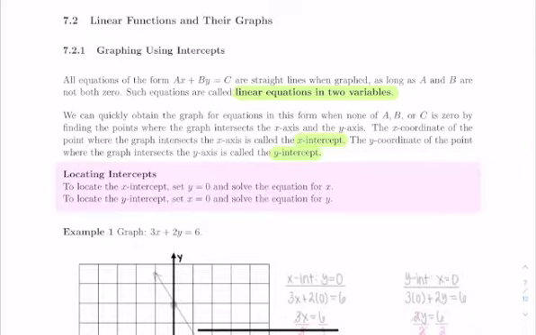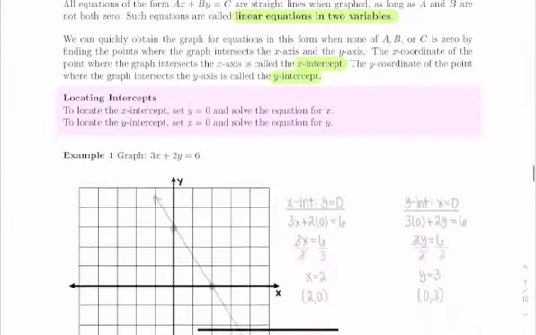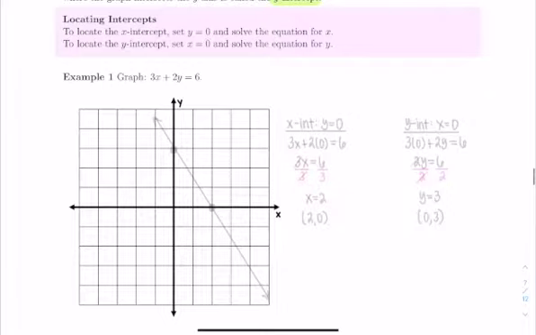To locate the x-intercept, we set y equal to 0 and solve the equation for x. And to locate the y-intercept, we set x equal to 0 and solve the equation for y. So you're letting the opposite variable be 0 and solving for the variable you're looking for. So for x, we let y be 0 and solve for x. And for the y-intercept, we set x to be 0 and solve for y. So using this method, we're going to graph 3x plus 2y equals 6.